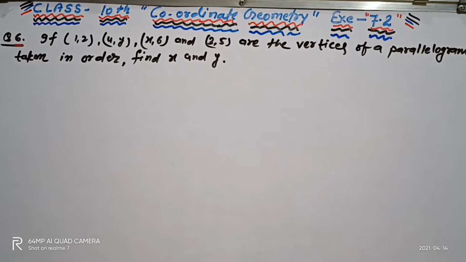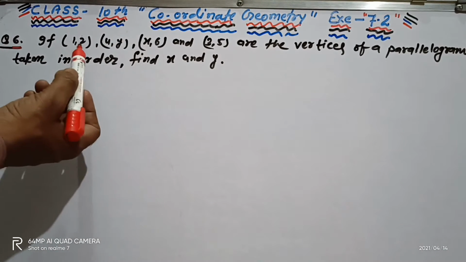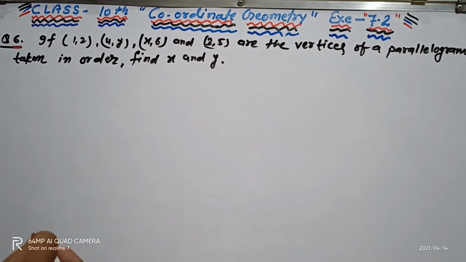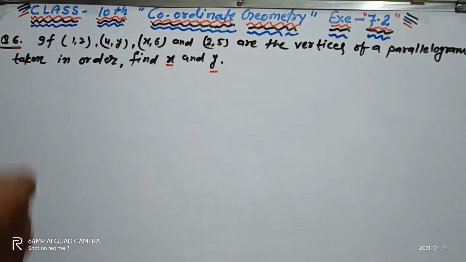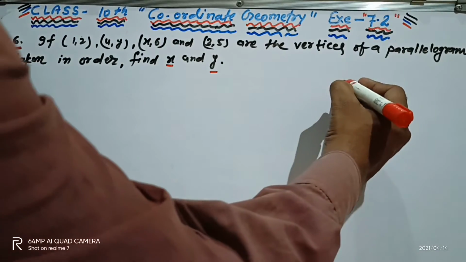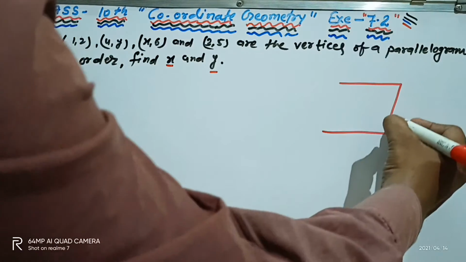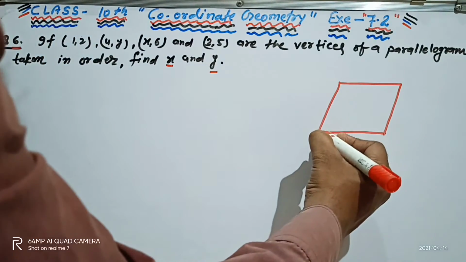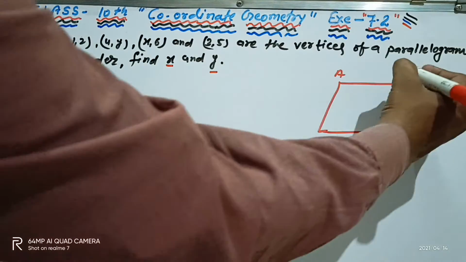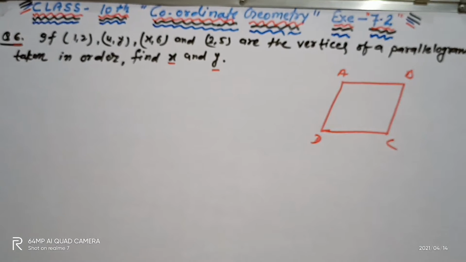So there are four points whose coordinates are given, right? We have to find the values of x and y. First of all, let's draw. A parallelogram is given, so let's draw a parallelogram. Suppose I have drawn a parallelogram here, and I can name its vertices A, B, C and D. These are the four vertices of the parallelogram.